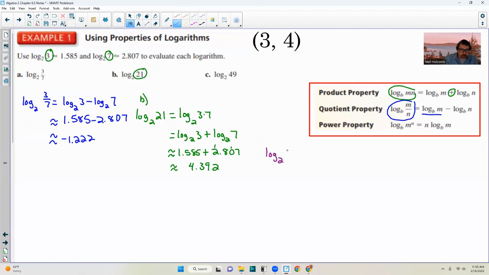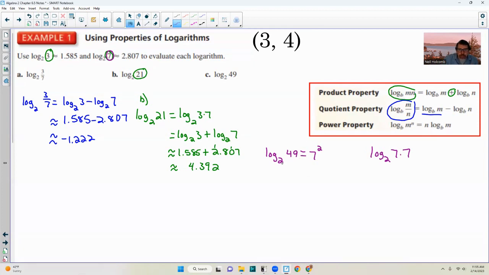Okay, and then finally, the last one, part C, the log base 2 of 49 equals, well, if I look up here, it's not anything to do with 3. It's going to be 7 squared. Or I could do this, the log base 2 of 7 times 7. I'm going to do it both ways here, but they wanted us to do one of each. So they wanted us to do the power property here, but I'll show you that they both work.